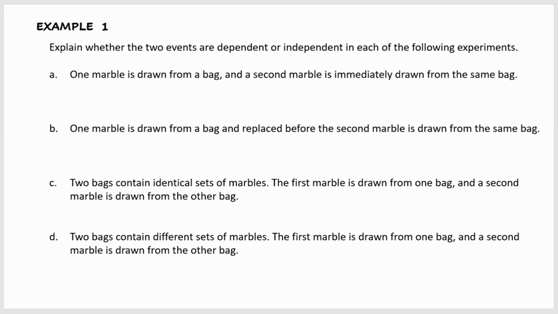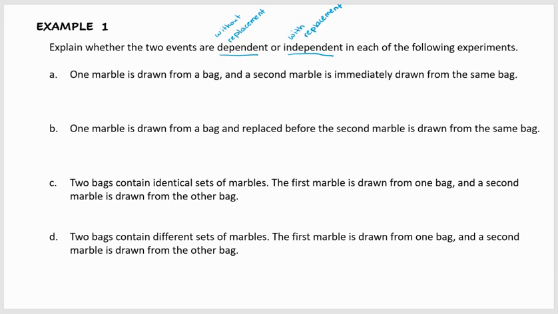First example: explain whether two events are dependent or independent in each of the following experiments. So things that we're looking for. If it's dependent, it'll be without replacement, so a card will not be replaced when the second card is drawn. For independent, it'll be with replacement, or it will be in two events that are obviously separate.